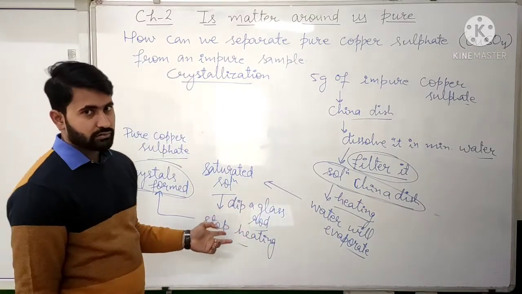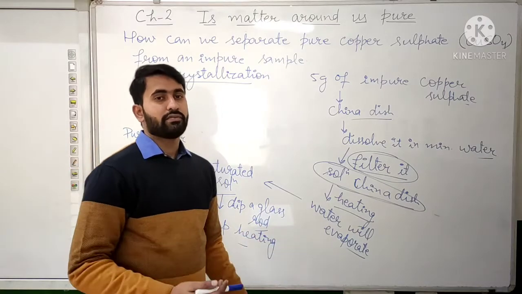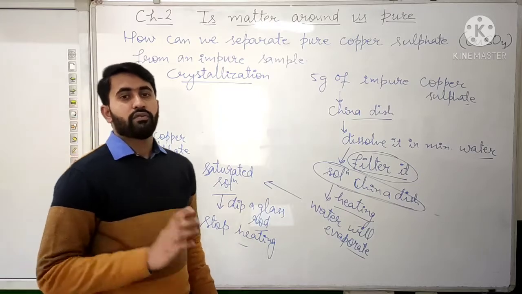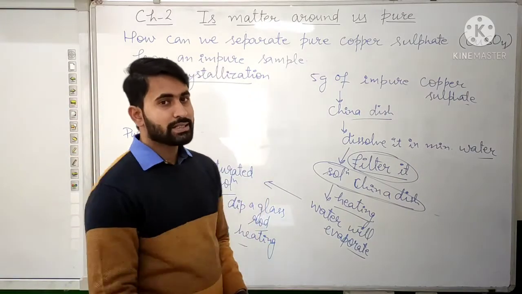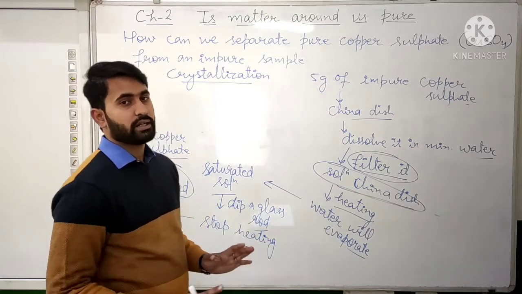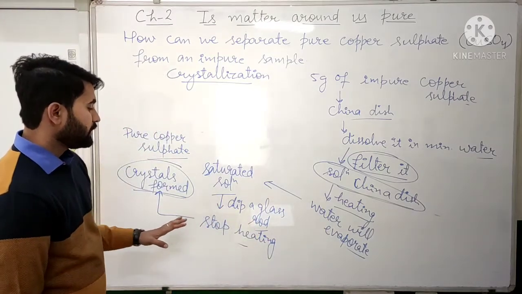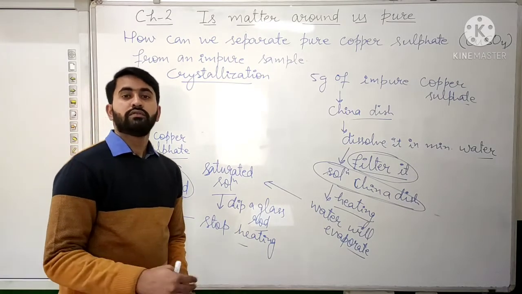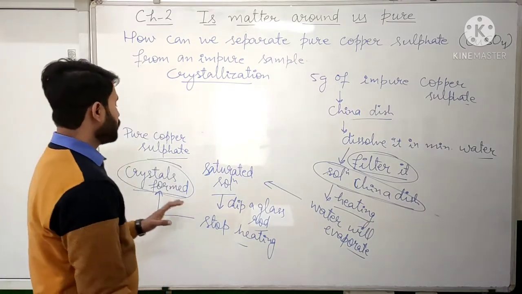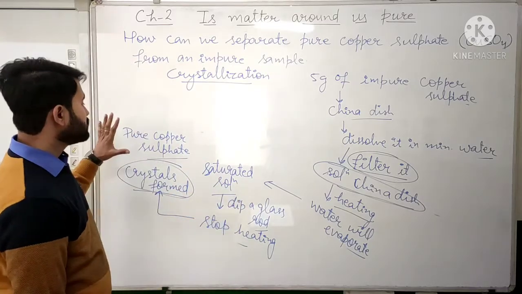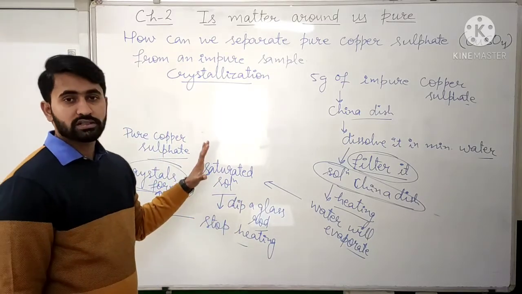How will we check? We will dip a glass rod time after time, and as soon as a few crystals are formed on the glass rod, it means the solution became saturated. Then we will stop heating it. When we stop heating it, we have to allow it to cool for a few hours. Then we will observe that some crystals will be formed, and those crystals will be of pure copper sulfate.